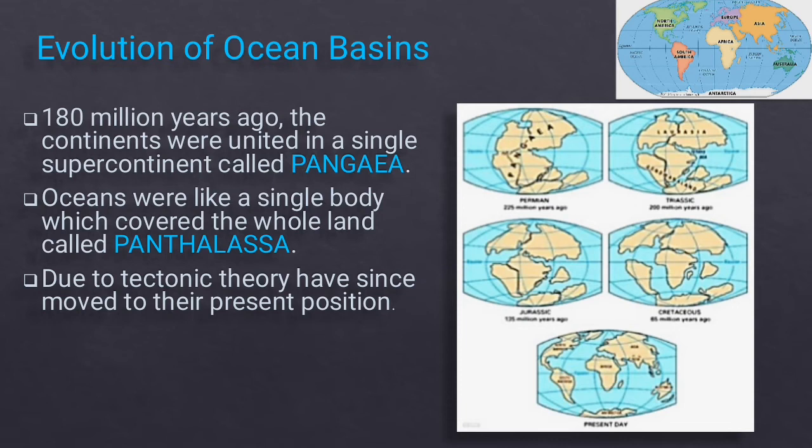and due to tectonic theory have since moved to their present position. So the Pacific, Atlantic, and Indian Oceans are conventional ocean basins and are bounded by the continental masses or by ocean ridges and currents. At the south, we have the Antarctic Ocean, and the North Polar region, the nearly circular Arctic Ocean, almost landlocked except between Greenland and Europe, is considered the fifth ocean subdivision.